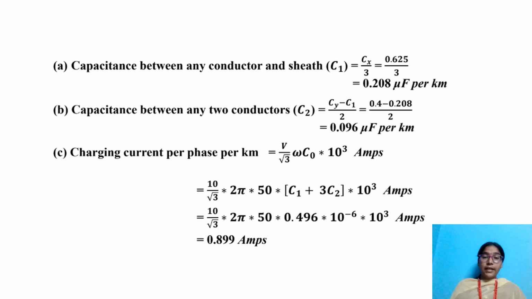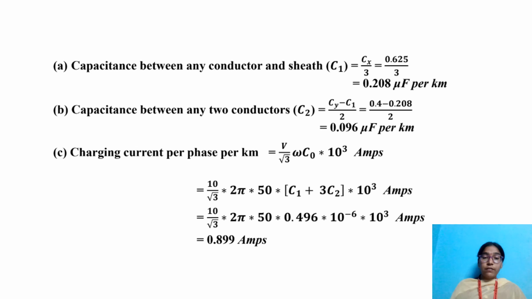The capacitance between any two conductors and sheath, C1, equals Cx by 3. We have Cx equals 0.625. We substitute and get 0.208 microfarad per kilometer. Now we have to find C2. To find C2, we use the formula (Cy minus C1) by 2. We have the Cy value and we found the C1 value. Substituting the values, we get 0.096 microfarad per kilometer.